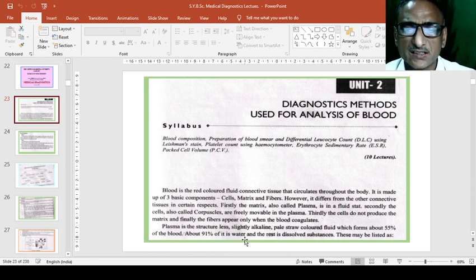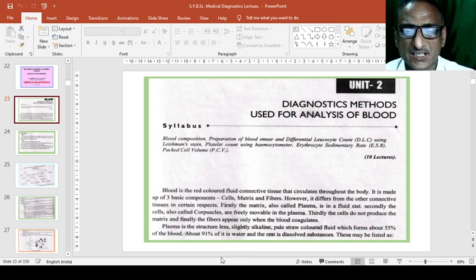So blood is the red colored fluid and it is a liquid connective tissue that circulates throughout the body. It has three main components: cells, matrix, and fibers. These are moving throughout the body. First, the matrix is also called plasma. It is a proteinous fluid. Secondly, the cells, also called corpuscles, are freely movable in the plasma. Third, the cells do not produce matrix. And finally, the fibers appear only when the blood coagulates.